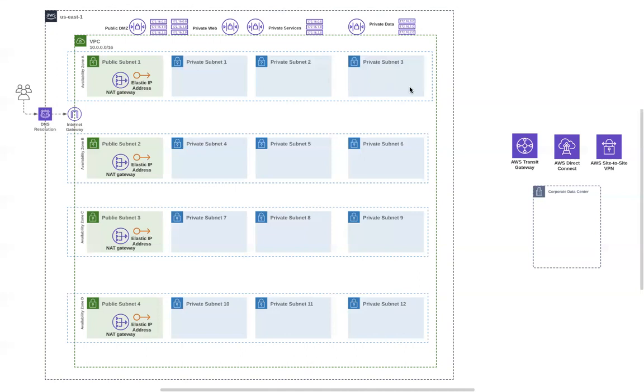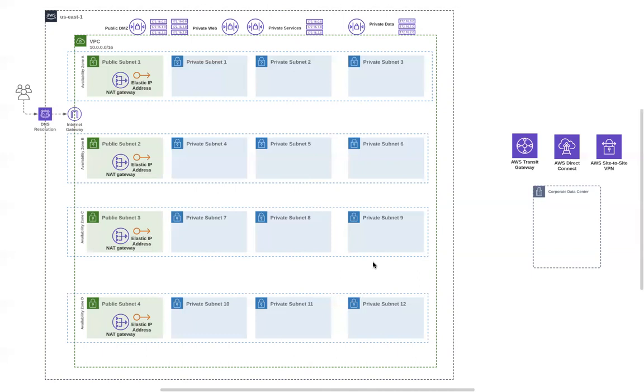Since we are talking about security as to what can access what, you can also have 4 different NACLs. You can have one NACL for your public set of subnets, one NACL for your private web set of subnets, one NACL for your private services set of subnets, and one NACL for your private data set of subnets. Now you can say that the public set of subnets should for sure not talk to private services or private data. Only private services can talk to private data.